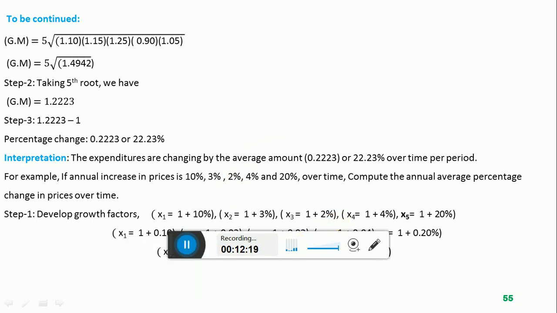4% is the fourth data item. X4 represents the fourth data item. To develop the growth factor for the fourth data item, the statistician will add 1 to the 4%, 1 plus 4%. X5 defines the fifth data item. Again, to define the growth factor, the statistician has to add 1 to the 20% increase in price. We have X5 equal to 1 plus 20%. I am again repeating, in the very first step, the statistician has to develop the growth factors, simply by adding 1 to the percentage change in prices, as we developed the 5 different growth factors.